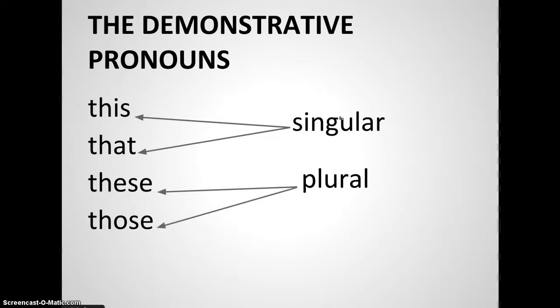Furthermore, some people will talk about this and these as being the near demonstrative pronouns, and that and those as being the far demonstrative pronouns. And the reason for that is that the demonstrative pronoun is often used as a pointer. This book, or these sheep. And this and these are used to point out objects that are quite near, and that and those are used to point out objects that are far or more distant.